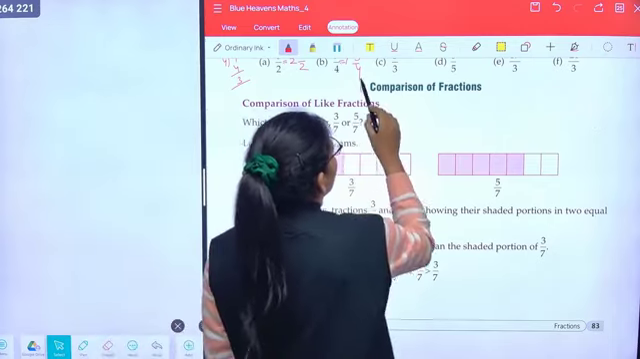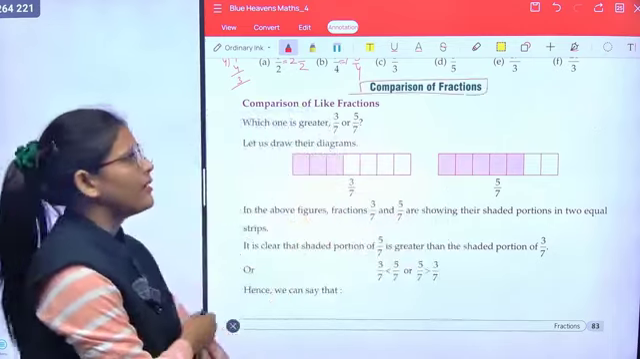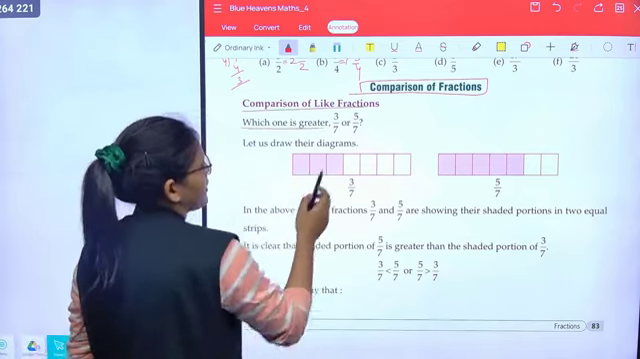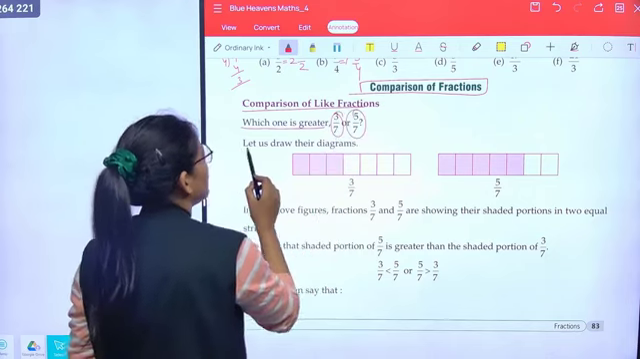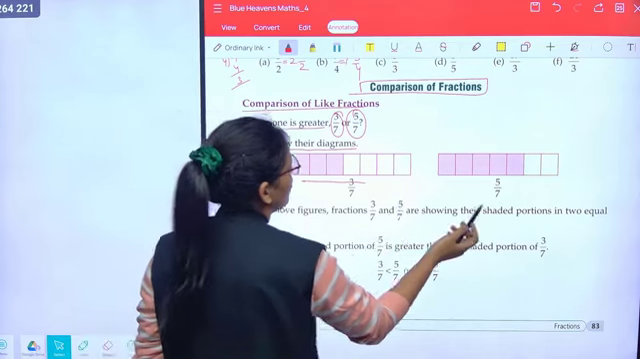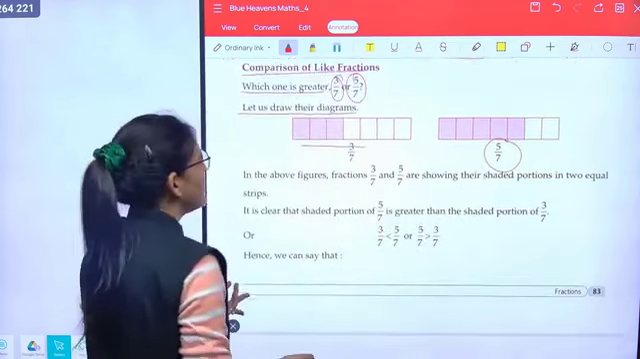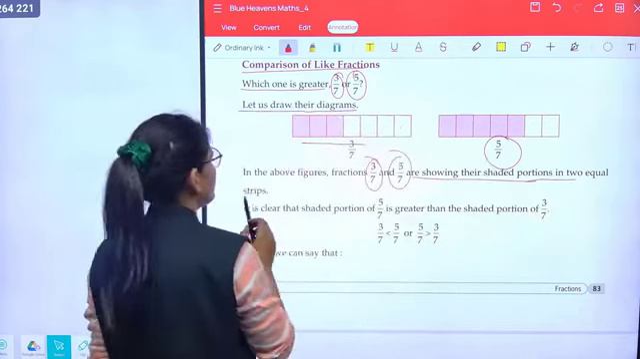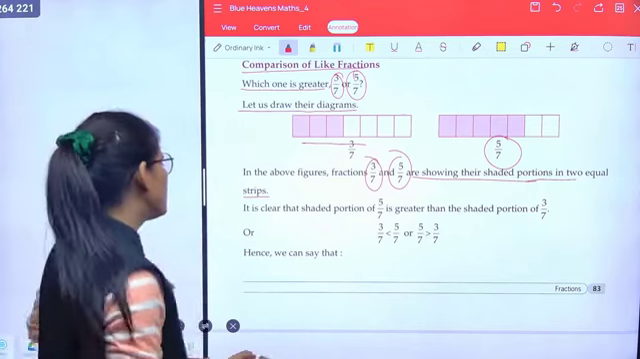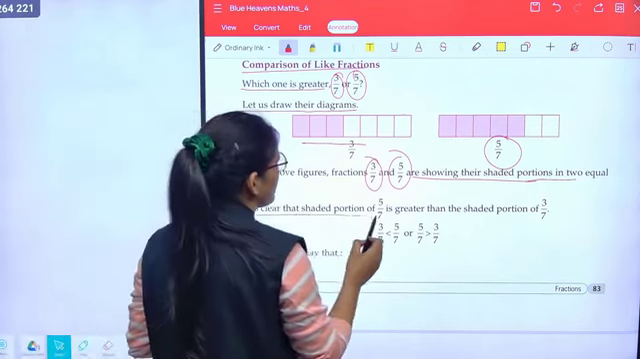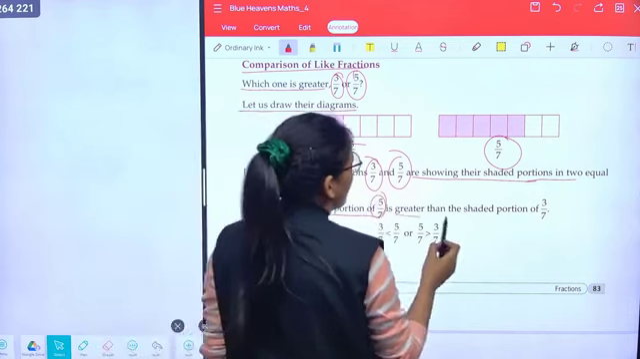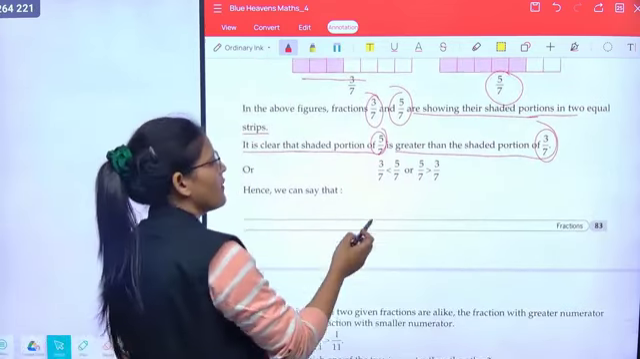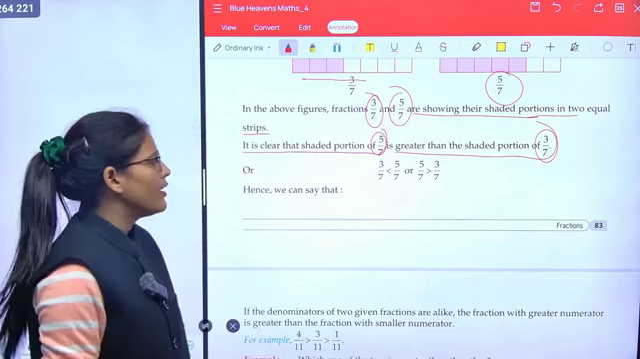Yes class. Comparison of fractions. Now we have to compare the fractions. Comparison of like fractions. Which one is greater, 3 upon 7 or 5 upon 7? Let us draw their diagrams. 3 upon 7 or 5 upon 7. So in the above figure, fractions 3 upon 7 and 5 upon 7 are showing their shaded portion in two equal strips. In two equal strips, it is clear that the shaded portion 5 upon 7 is greater than the shaded portion 3 upon 7. Okay, so 5 upon 7 is greater than 3 upon 7.